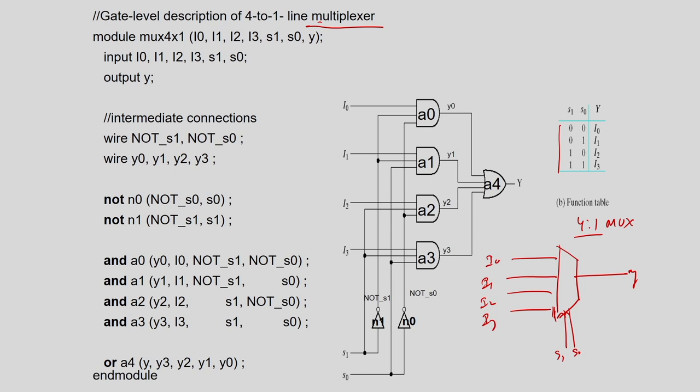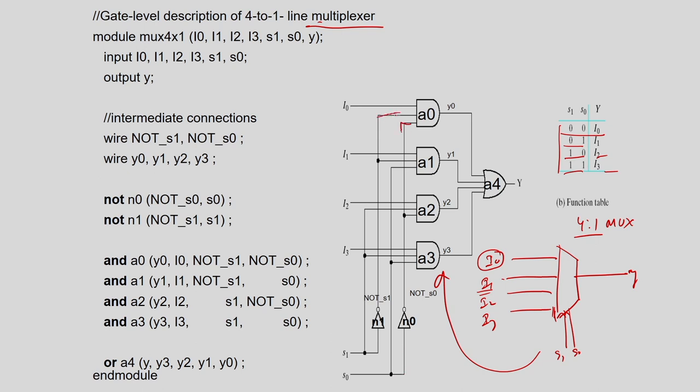When it is 0, 0, I am going to select I0. If it is 0, 1, I am going to pass I1 to the output. If it is 1, 0, I will pass I2 and if it is 1, 1, I3. So, this is the behavior. If you try to design this at gate level, this will be the circuit. Say this is S1, this is a NOT gate, so it is S bar, and this is S0, this is also a NOT gate.